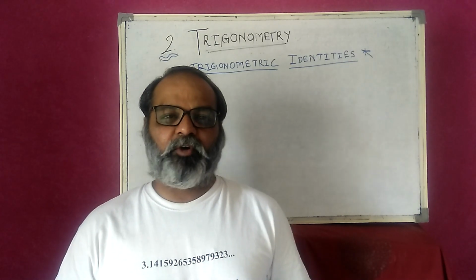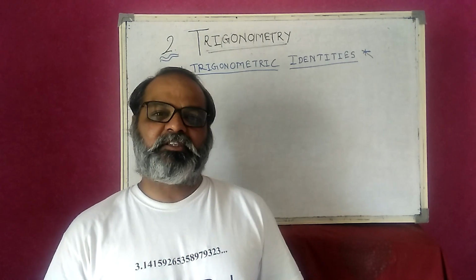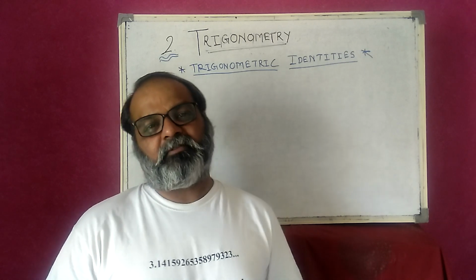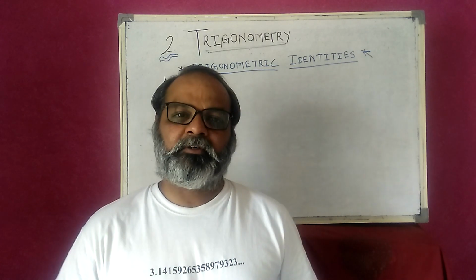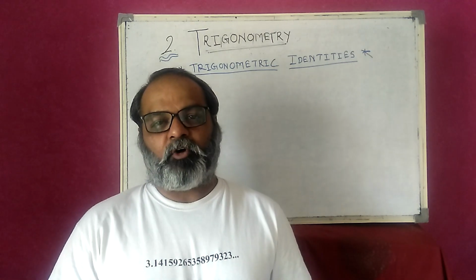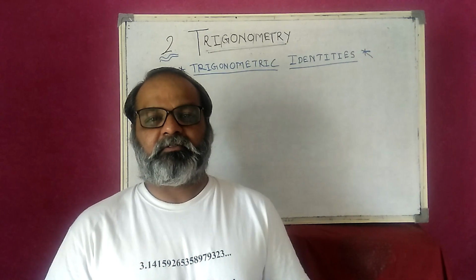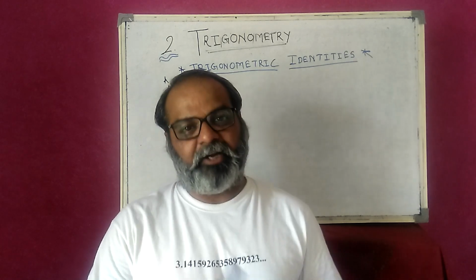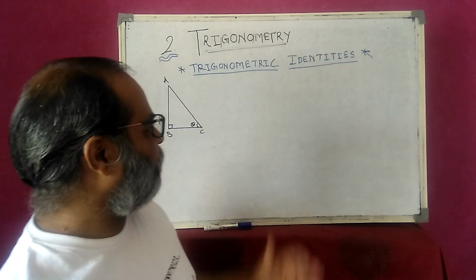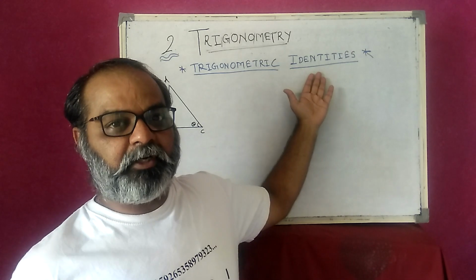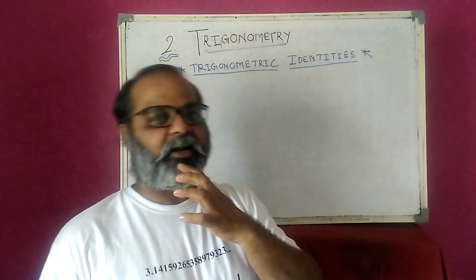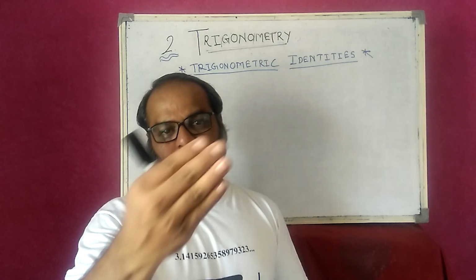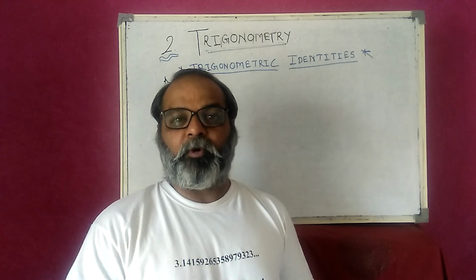So in the previous video we learned about the basic concept of trigonometry, that is the ratios sine, cos, tan, cot, sec, cosec, and their complementary angles and the values at the respective angles 0 degree, 30, 45, 60 and 90. In today's video we will learn about the trigonometric identities. There are some identities in trigonometry. We will prove them and use them in our problem solving.